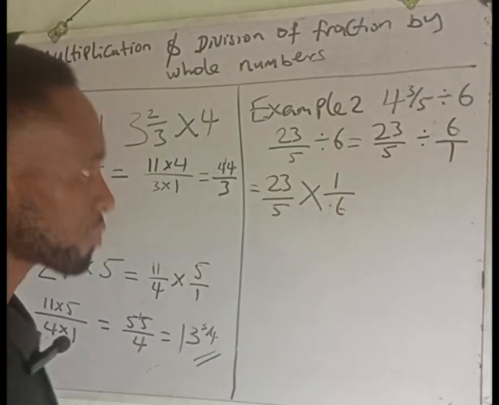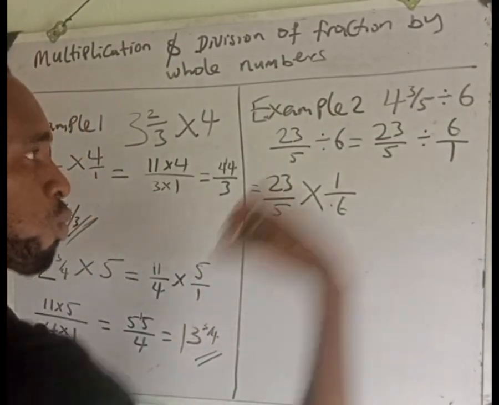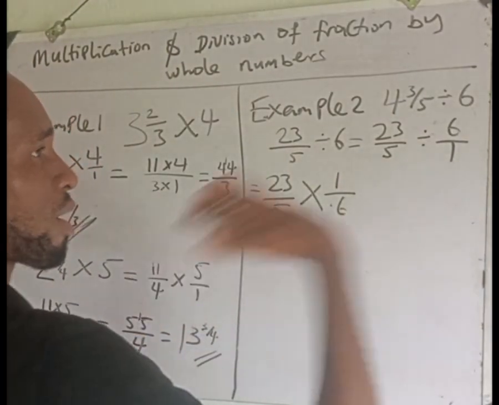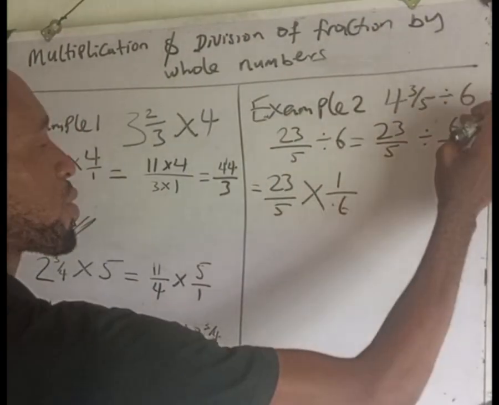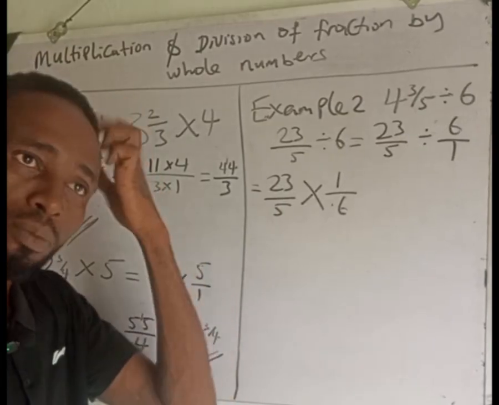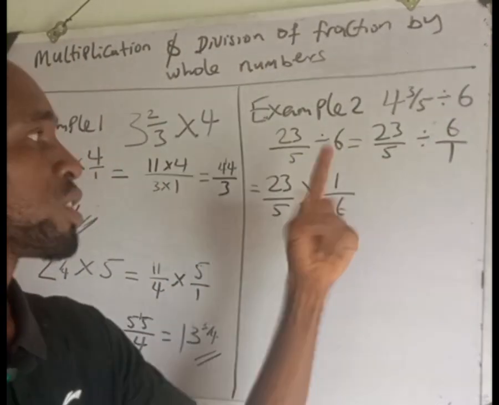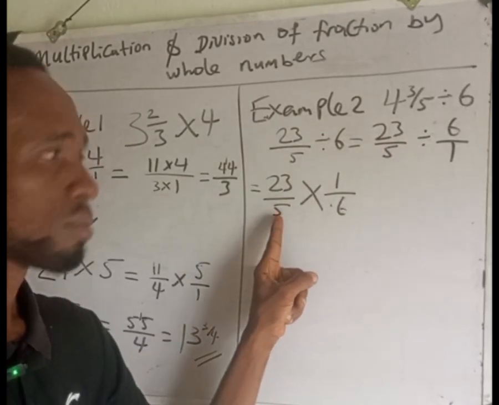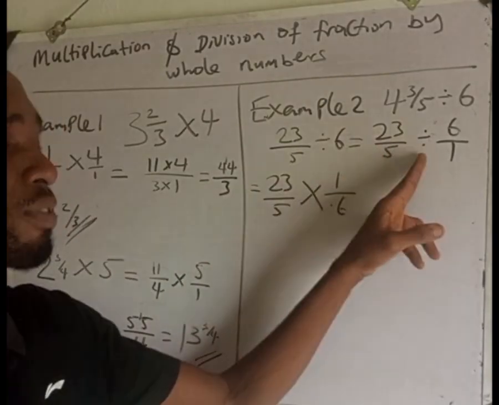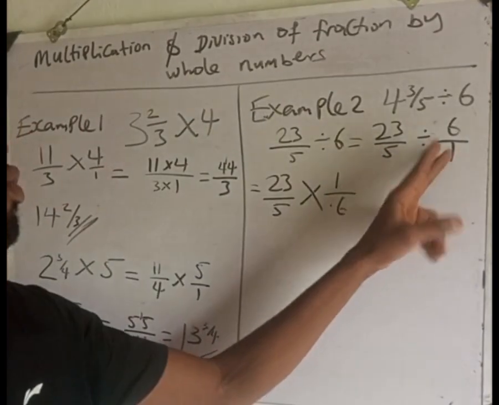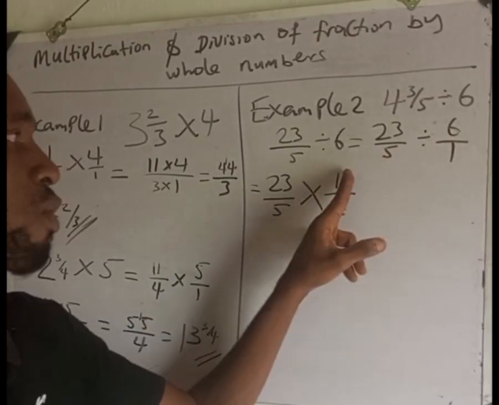1 over 6. Let me go over it again. Once we have this, what we have on our right hand side, we can make the denominator become our numerator and the numerator become our denominator. What we call it is the multiplicative inverse. So we find the multiplicative inverse of this, and then we change this division to multiplication. So first thing, we change the fraction to an improper fraction. Next thing, we change this division to multiplication. Then we find the inverse of what we have here. So instead of having 6 over 1, we now have 1 over 6.